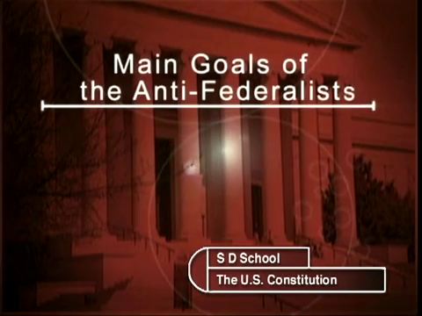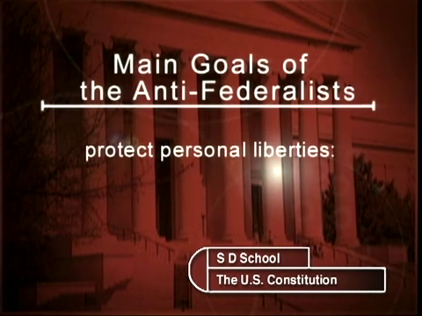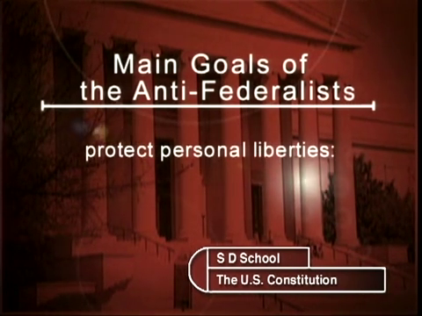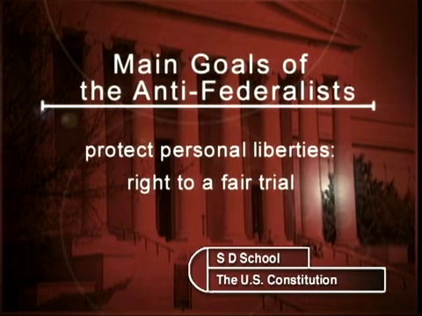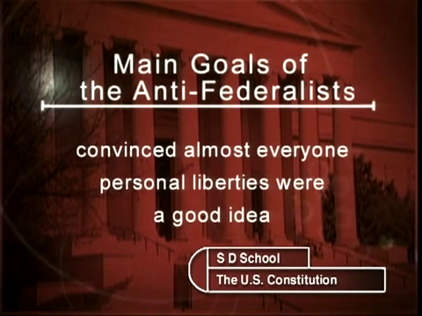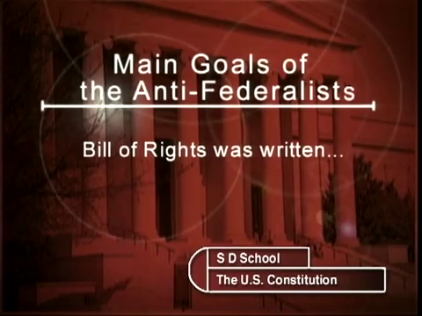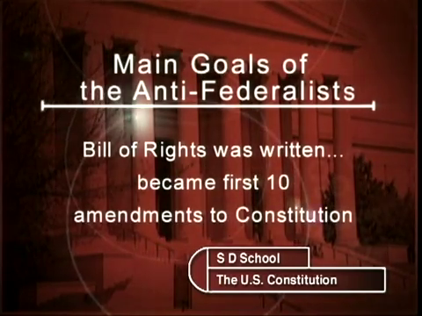One of the main goals of the Anti-Federalists was to protect personal liberties. They still felt the wounds that England had inflicted on their personal liberties, such as the right to a fair trial. The Anti-Federalists convinced almost everyone else that personal liberties were a good idea. And so, before the Constitution could be ratified, the Bill of Rights was written and became the first 10 amendments to the Constitution.